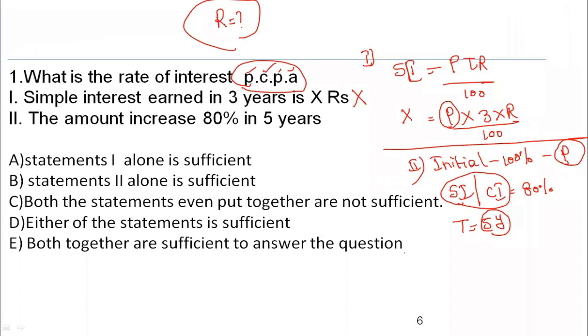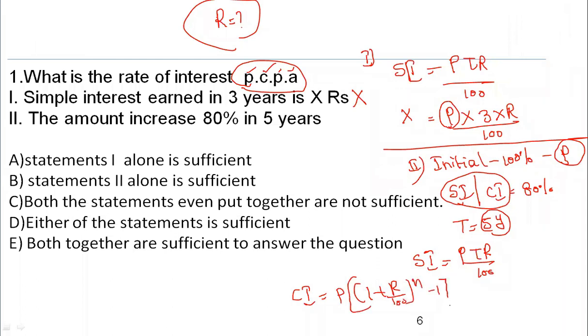Okay. So either you use the formula of simple interest equals PTR by 100, or otherwise you use the compound interest formula, P into (1 plus R by 100) whole power n, minus 1. Anything is fine. As you know simple interest here, and principal and time period also, you can calculate the rate of interest. As you know compound interest here, and principal and the time period, you can calculate the rate of interest here. Okay.